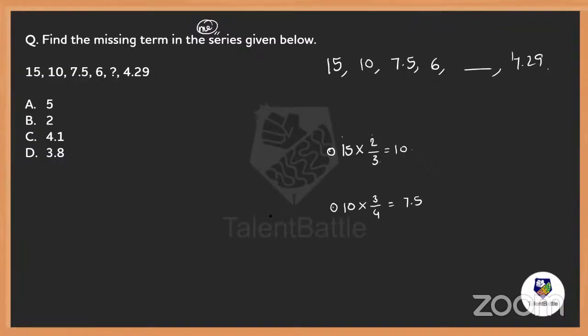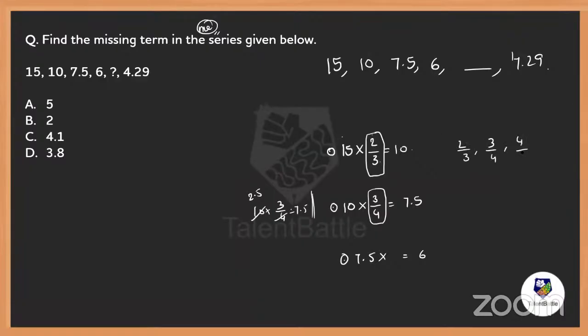Now, people, observing the same, can you tell me what will be the next number? 7.5 into what should give me 6, everybody? Come on, quick. So if you observe 2 by 3, 3 by 4, now 2 by 3, 3 by 4, next should be what, everybody? Very simple, 4 by 5. Exactly. 2 by 3, 3 by 4, 4 by 5. So the multiplication must be 4 upon 5. That's going to give me 6.